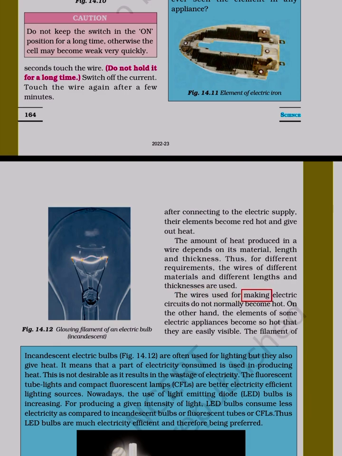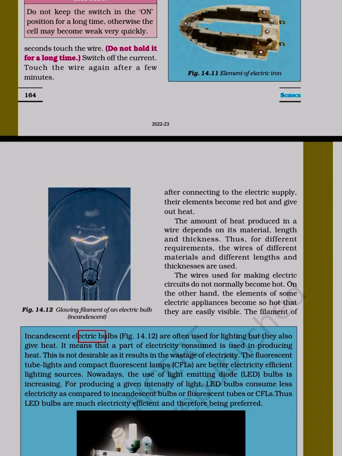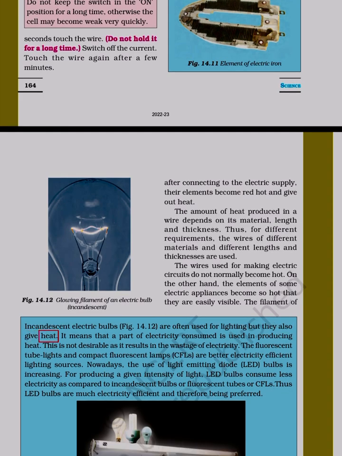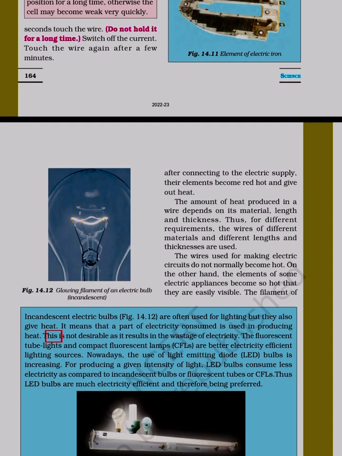The wires used for making electric circuits do not normally become hot. On the other hand, the elements of some electric appliances become so hot that they are easily visible. The filaments of incandescent electric bulbs, figure 14.12, are often used for lighting, but they also give heat. It means that a part of electricity consumed is used in producing heat. This is not desirable as it results in the wastage of electricity.